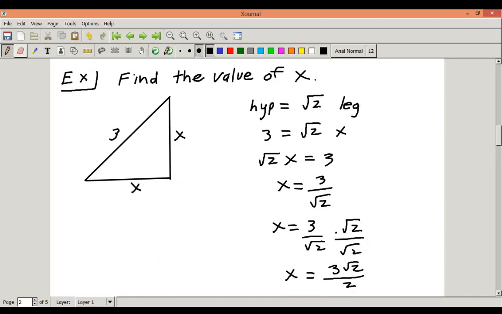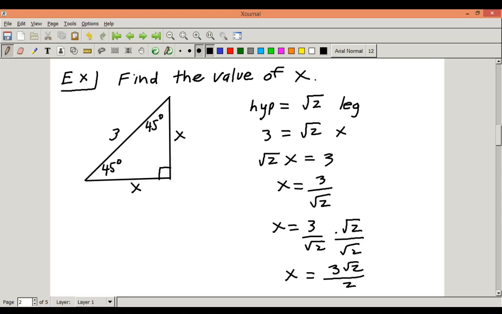Okay, so here you see another 45-45-90 triangle, and we've got to find the value of x. So this time they know, I guess I didn't write that in there. I guess I'm supposed to say that, give that to you. Okay. This time we know that the hypotenuse is 3, but we don't know the legs.